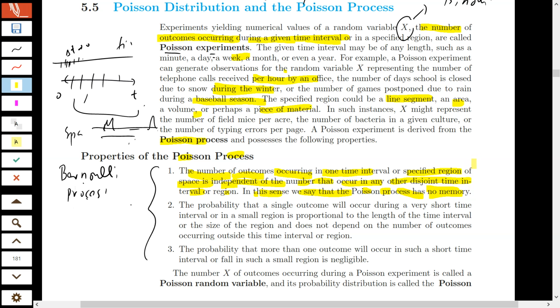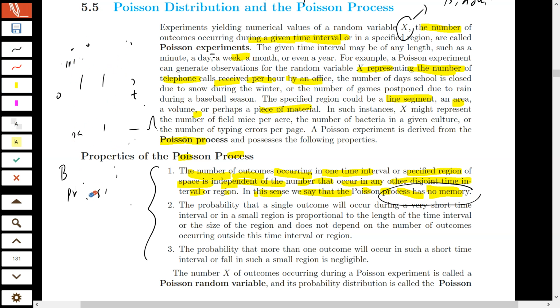So let me pick one example from the above paragraph and see what we mean by this no memory thing. Let's pick the first thing, the telephone calls received. Let's say X represents the number of phone calls received in 1 hour in an office, right? Let's say I'm now removing all of this. So let's say I'm counting from 8 a.m. in the morning to 9 a.m. in the morning. This is one interval, right?